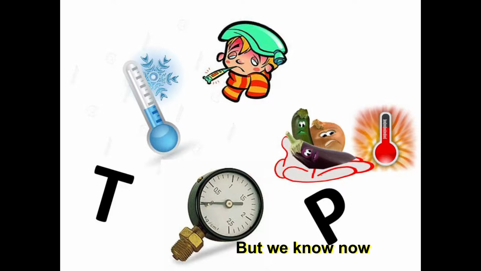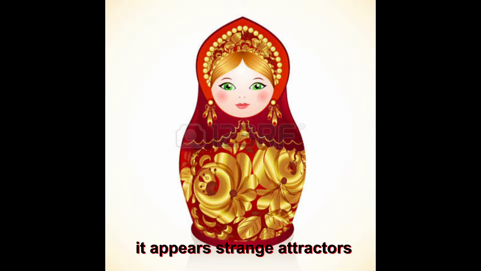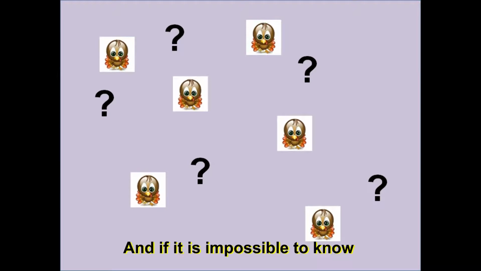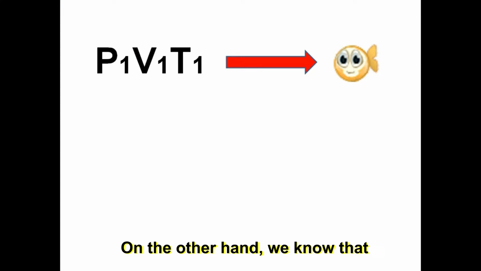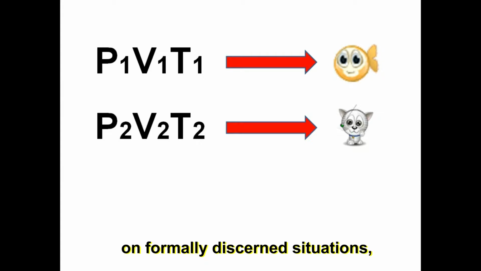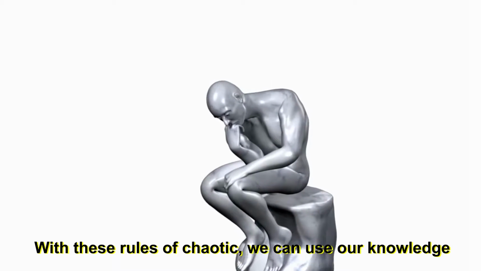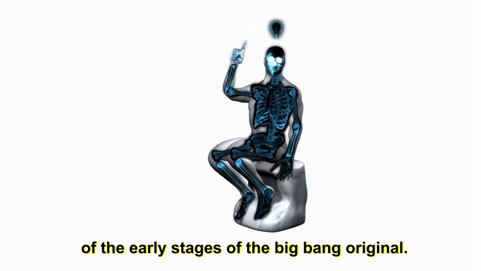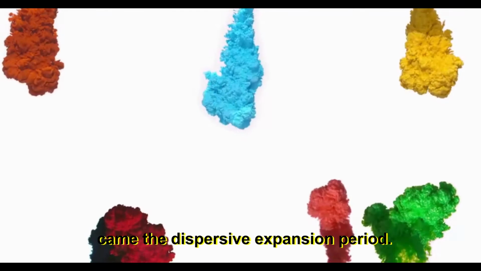But we know now that under certain macroparametric conditions, specific and clearly identifiable strange attractors appear. And if it is impossible to know their numbers and their positions in space, on the other hand, we know that, in formally discerned situations, we will encounter significant strange attractors. With these rules of chaotic, we can use our knowledge of the early stages of the original Big Bang. So after the first inflation came the dispersive explosion period.